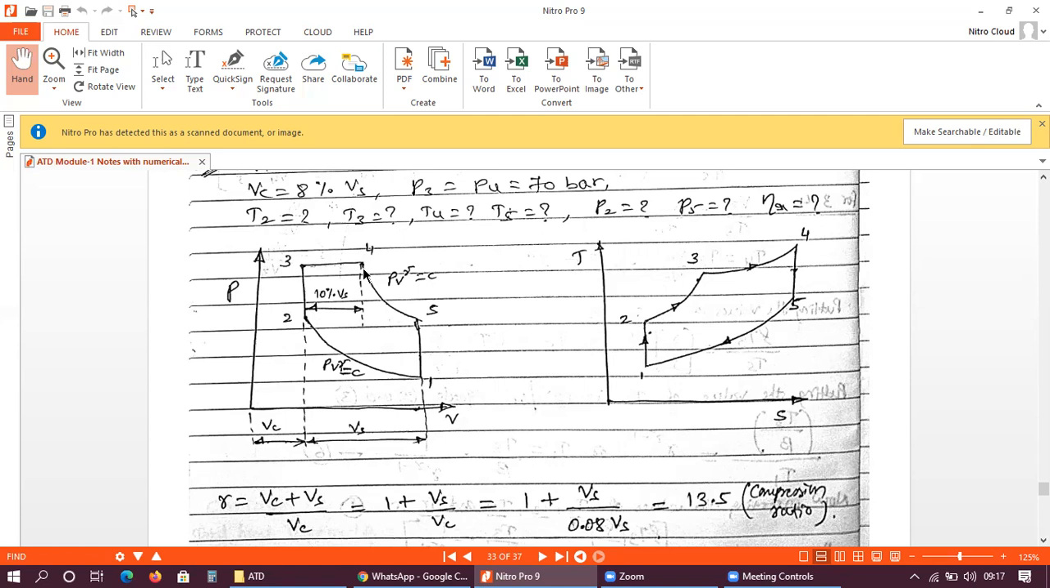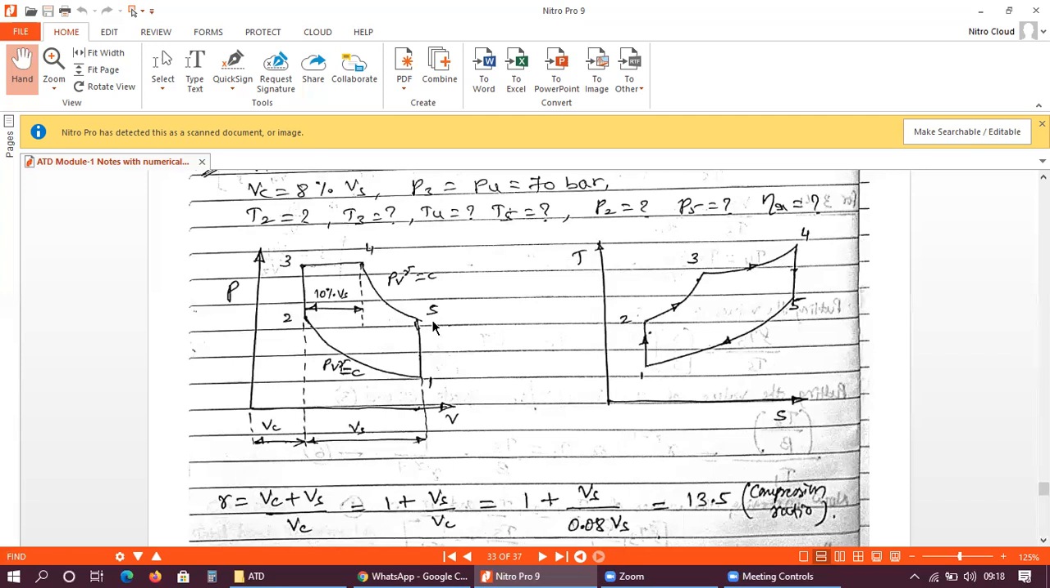Then the process 4 to 5 is the expansion process. As the piston moves from top dead center to bottom dead center, its volume will increase, and at the same time as the volume increases, the pressure reduces. So pressure drops during the process 4 to 5. Point 4 is the TDC point of the piston, whereas point 5 is the bottom dead center. The piston gradually glides from TDC position to BDC position.